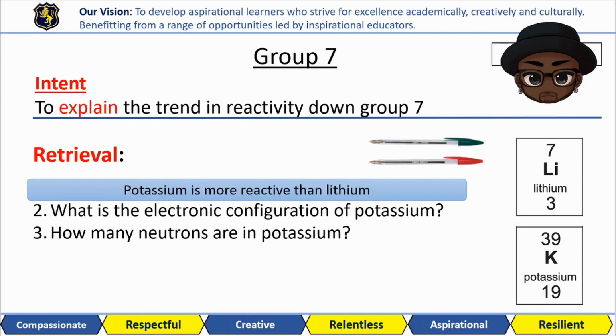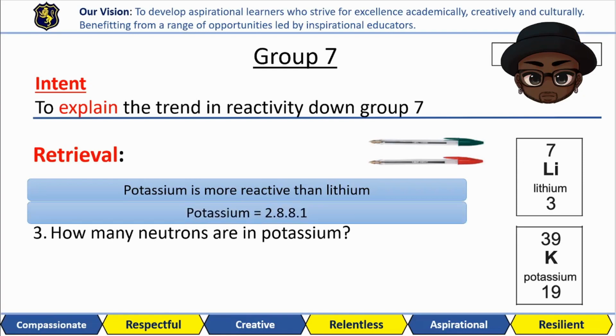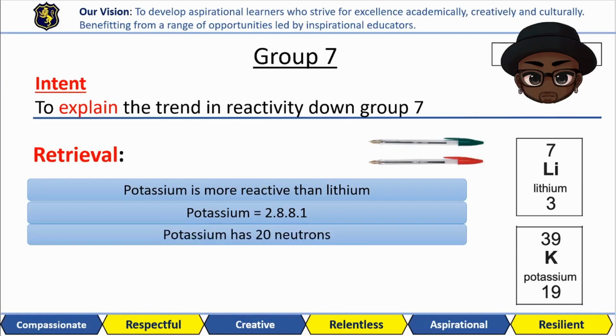From the Group 1 video, we saw that potassium is more reactive than lithium. Check that video out to find out why. The electronic configuration for potassium is 2881 and potassium has 20 neutrons in its nucleus.